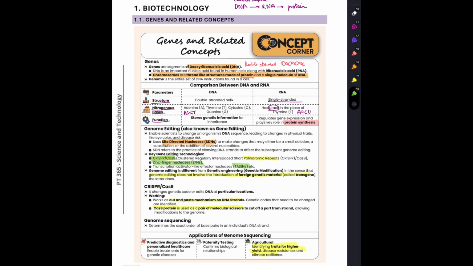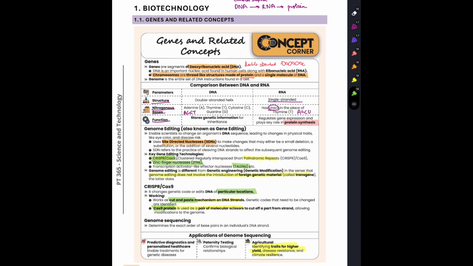CRISPR-Cas9, as we have read earlier: clustered regularly interspaced palindromic repeats. It changes genetic code or edits DNA at particular locations. In this, the Cas9 protein is actually the molecular scissors. We have actually had a previous year question regarding this. It works as a cut and paste mechanism on DNA strands. The genetic codes that need to be changed are identified. The Cas9 protein is used as a pair of molecular scissors to cut off a part of the strand, allowing modifications to the genome.